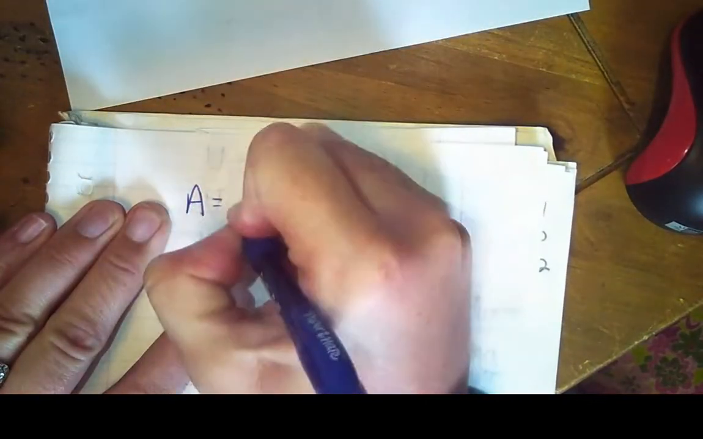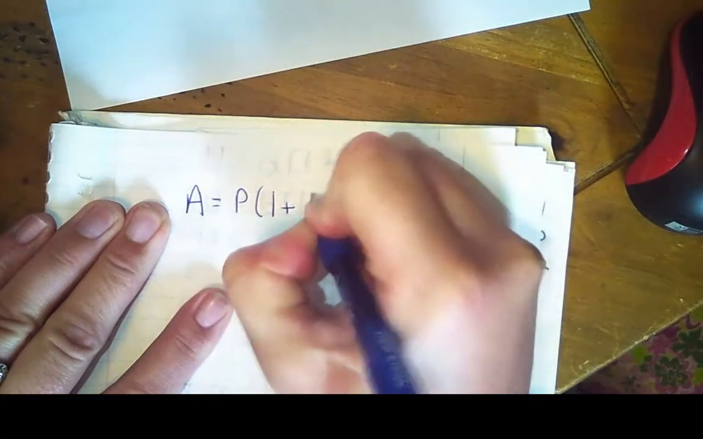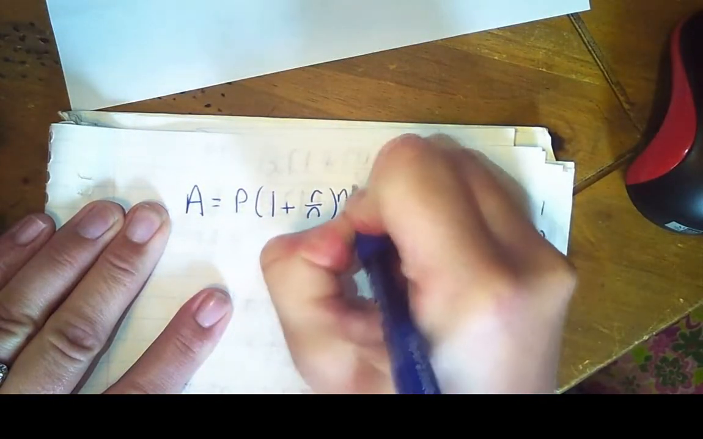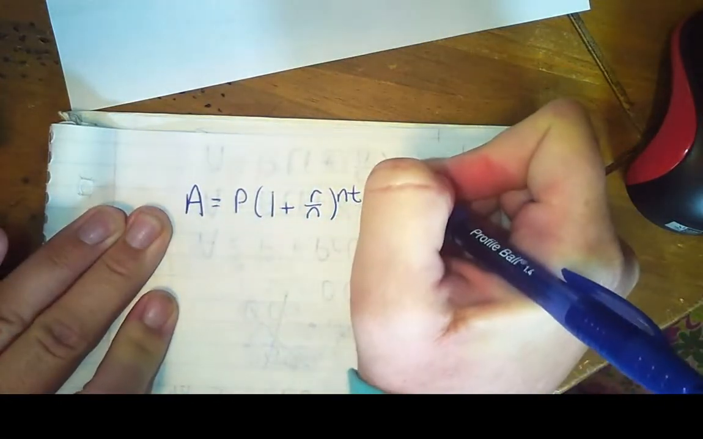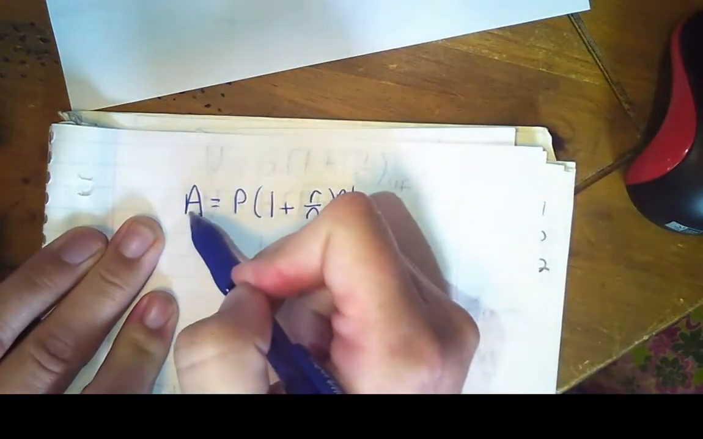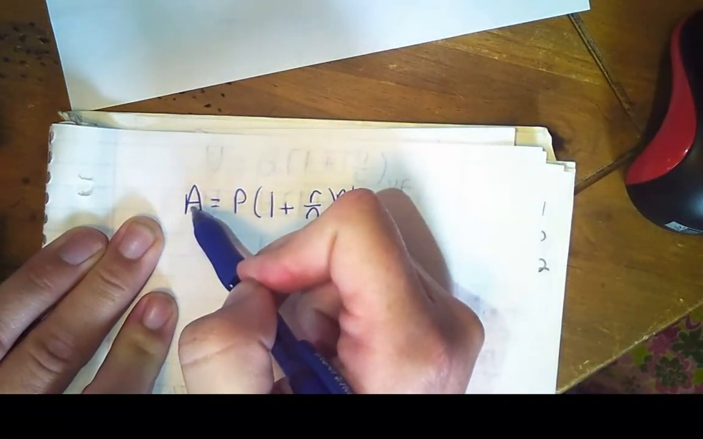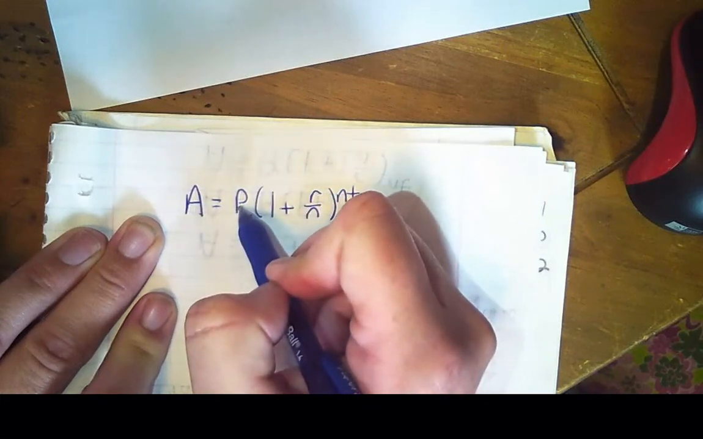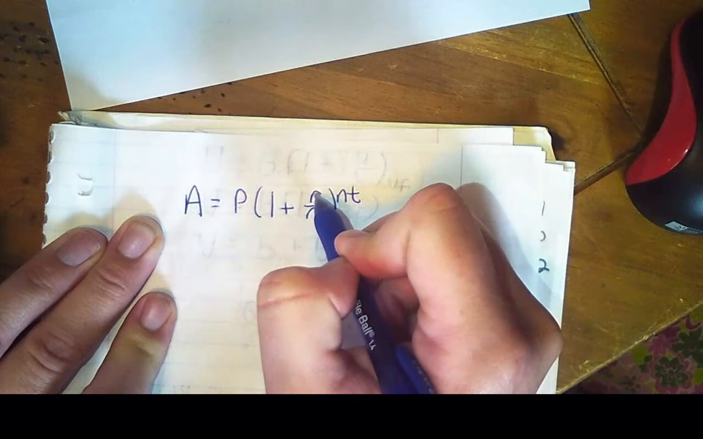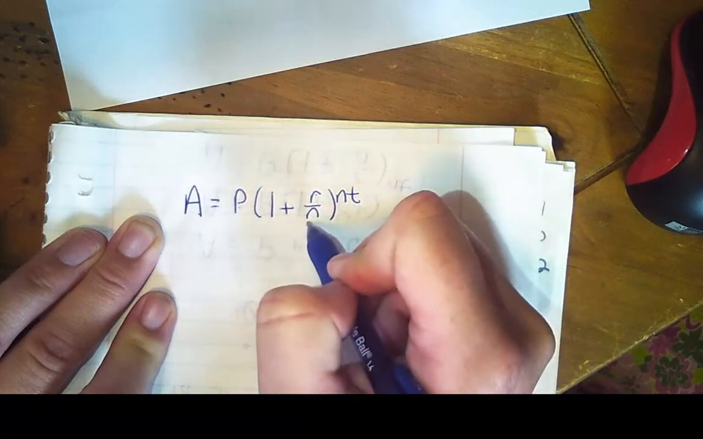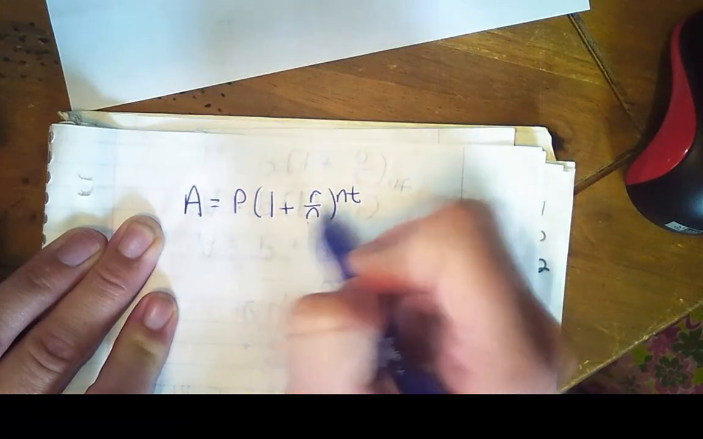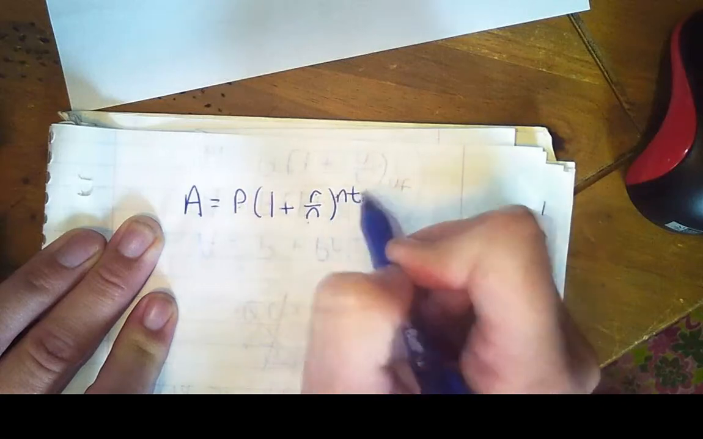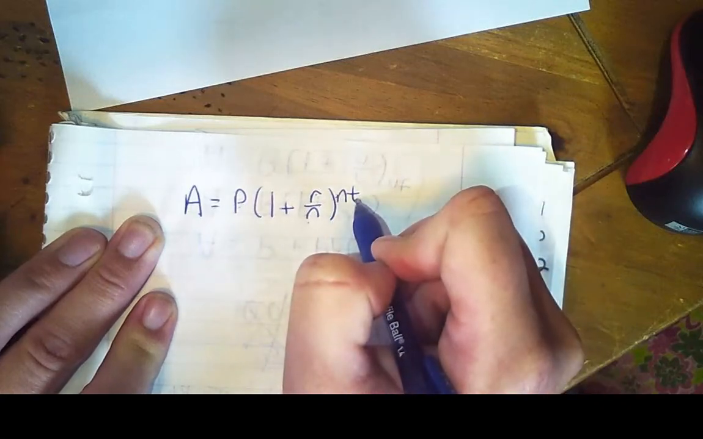So for the first problem, I have A equals P times 1 plus R over N raised to the NT. And it says, please find the accumulated amount. A is for accumulated, or the amount achieved. P is present value or principal. R is rate in decimal. N is number of compounds per year. And T is the number of years you're doing it for.